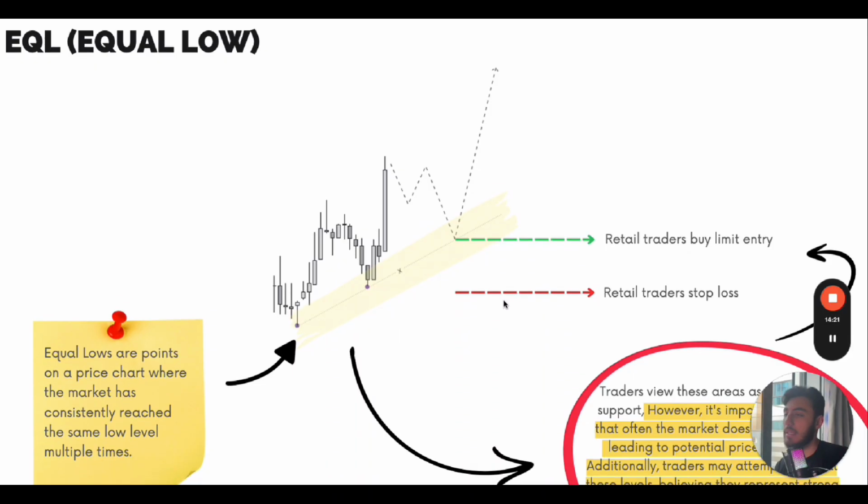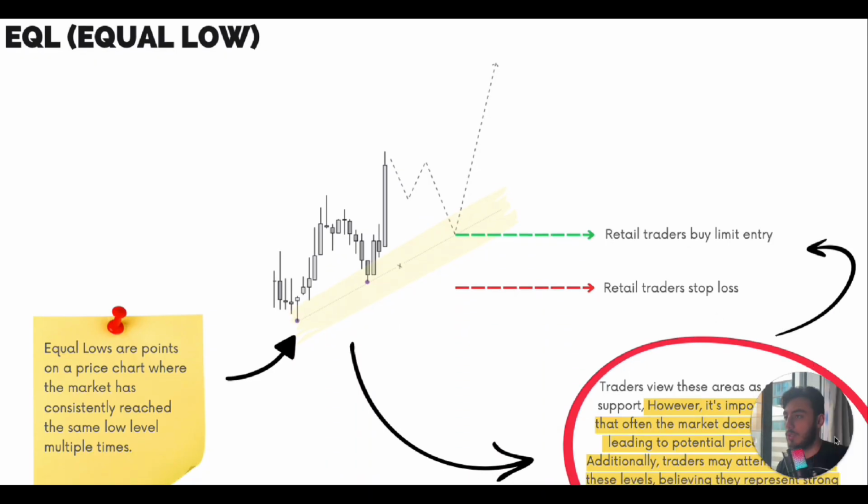So let's dive into the next point of liquidity, equal low. Again, it's the same as equal high. Equal lows are points on a price chart where the market has consistently reached the same low level multiple times. When I say multiple times, that means minimum 2. You can't say price is creating an equal high or equal low without the second one. You should have minimum 2 respects or mitigations to call this an equal low.